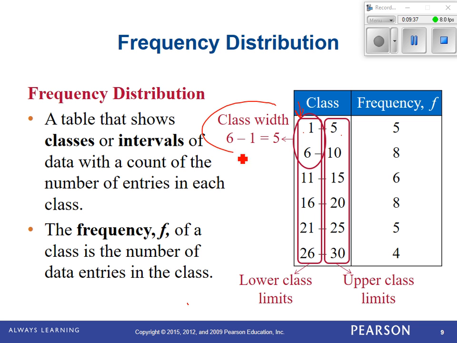To find the class width, this is important. You just take any lower class limit minus the next lower class limit, or actually backwards. You take this one minus that one. And we could do that all the way up, and it should come out to be the same thing. You just take any two consecutive ones. And we could do the same thing with any two upper class limits, and it should give us the class width. That's how many numbers fall in each certain class. So 6 minus 1 is 5, that's our class width for this whole frequency distribution.